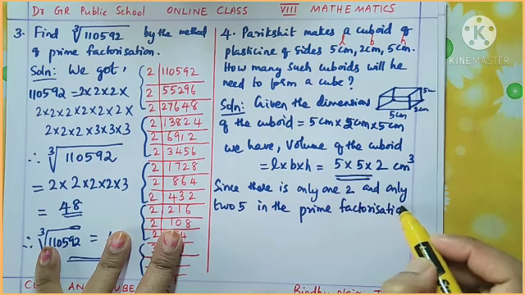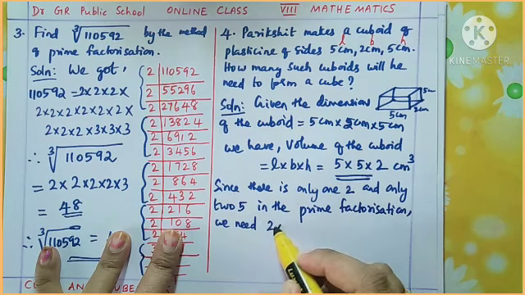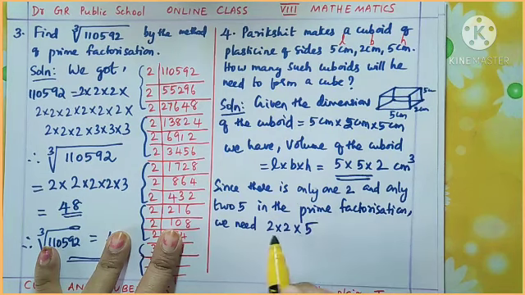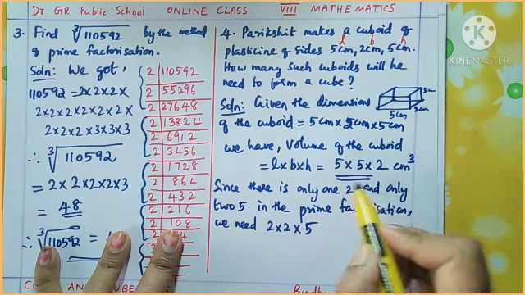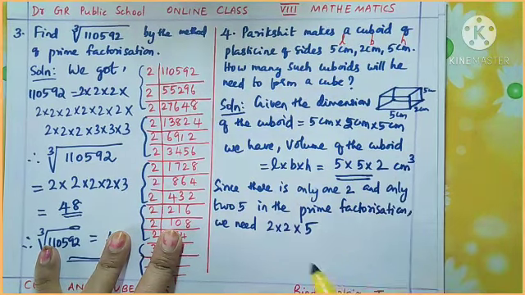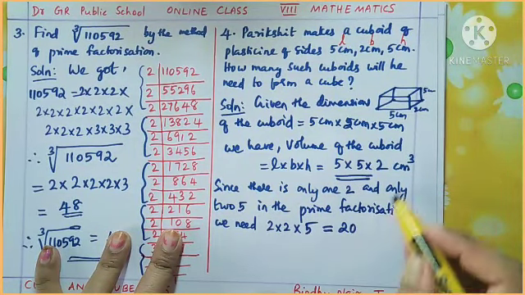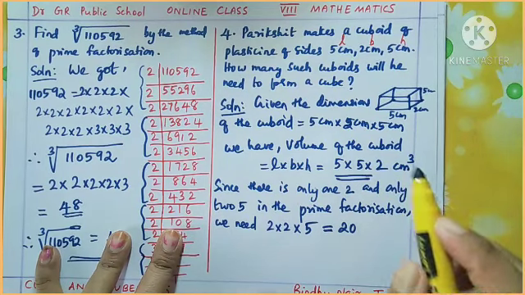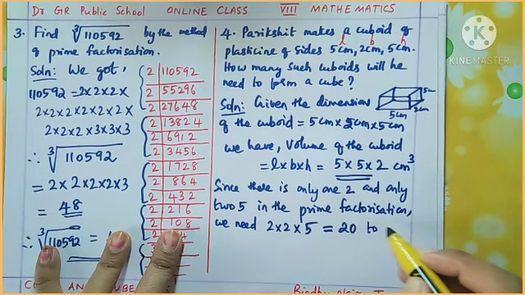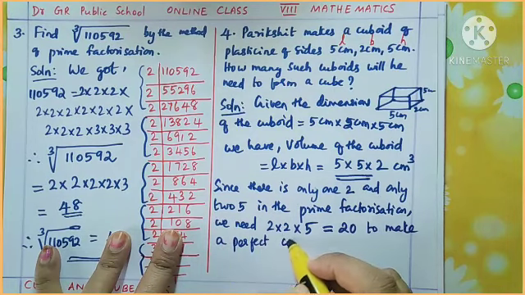In the prime factorization, we need 2 into 2 into 5. What is the meaning of this? In order to convert this factorization into a cube, we need 1 five and 2 twos. What is the value of this? 2 into 2 is 4, into 5 is 20. So we need a 20 more to convert this into a cube. Okay, so 20 to make a perfect cube.